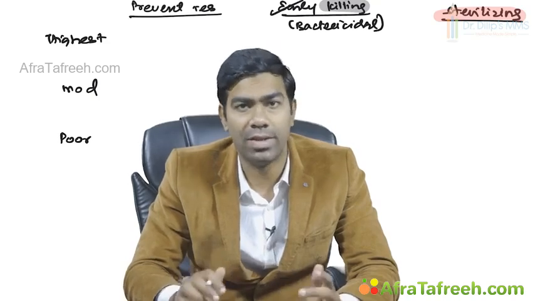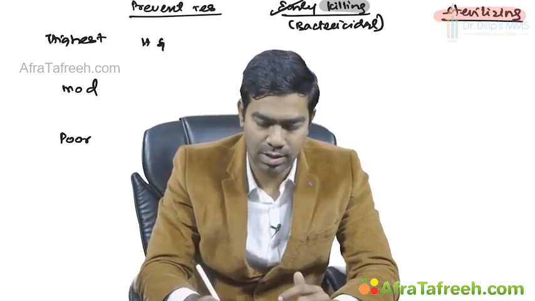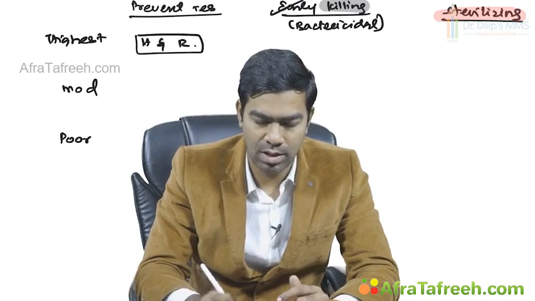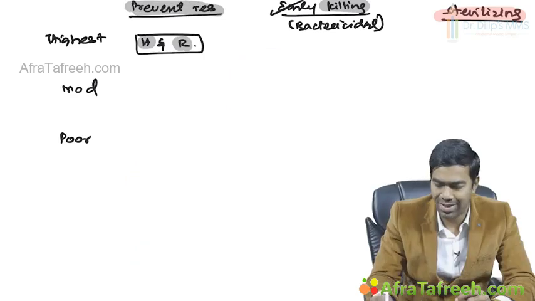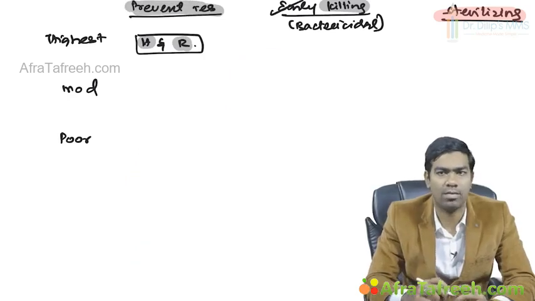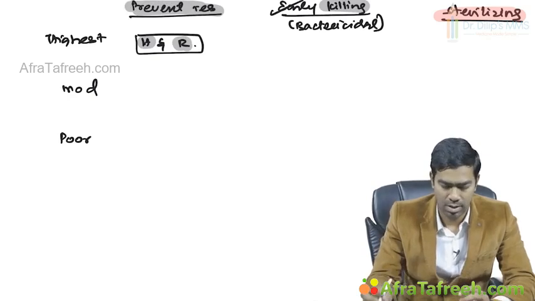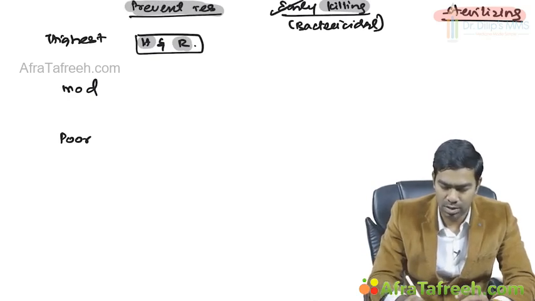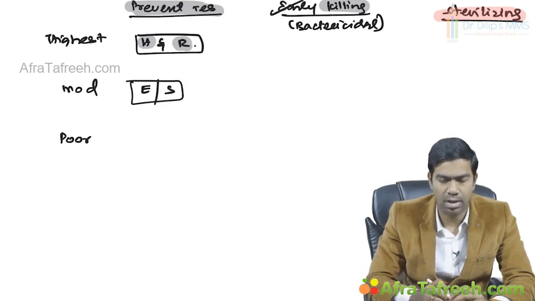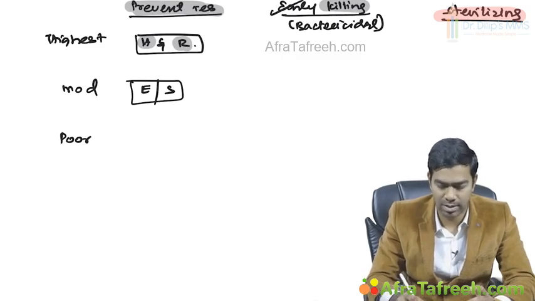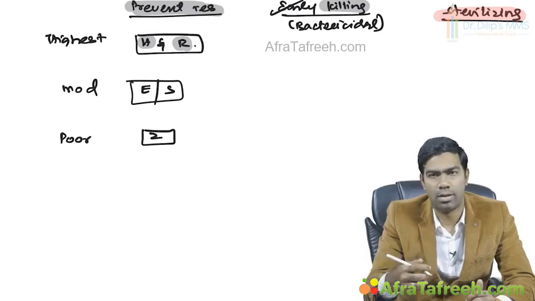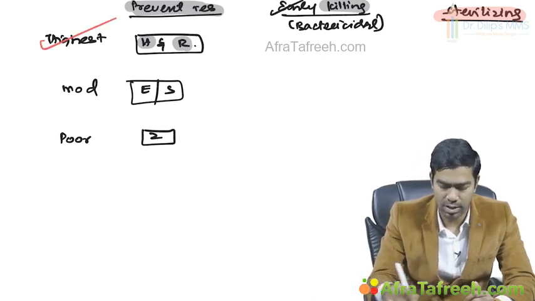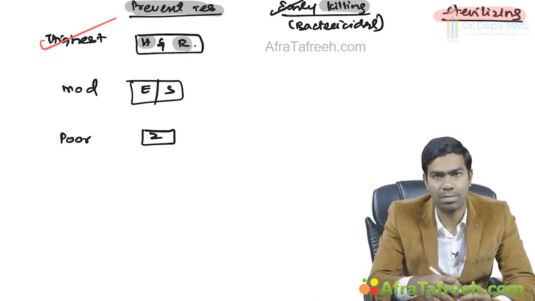So what are the drugs that prevent resistance? Only two drugs, that is isoniazid and rifampicin. These are the two drugs that have the highest efficacy for preventing resistance of mycobacteria for antitubercular agents. Moderate efficacy is with ethambutol and streptomycin, and poor activity for preventing resistance is with pyrazinamide. Clear? So this is the order, but you have to remember isoniazid and rifampicin at least.